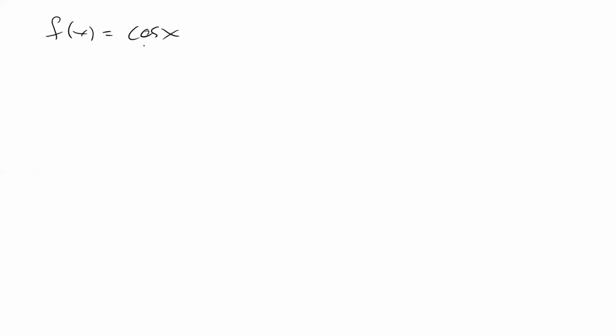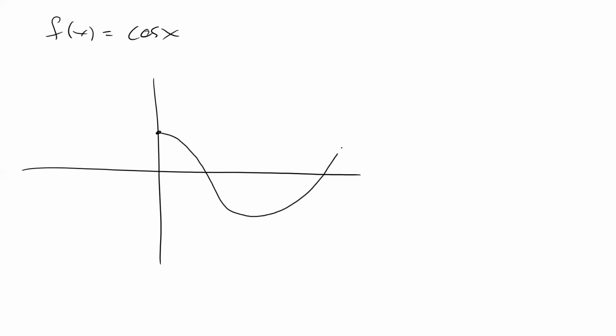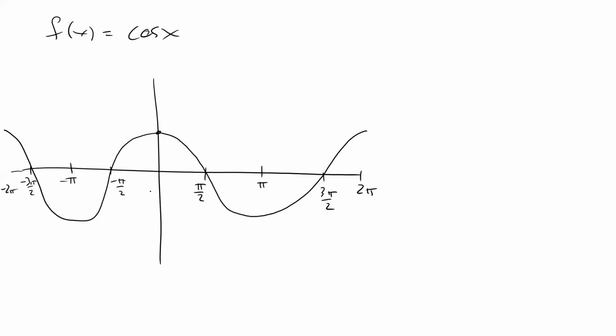Here's my function. My function is cosine of x. Here's my graph for cosine. Can we figure this guy out? It's raining a little bit more. 2 pi divided by 2, 3 pi over 2, negative 2 pi, negative pi, negative 3 pi over 2, negative pi over 2. Not a very nice graph, but we'll go with it.